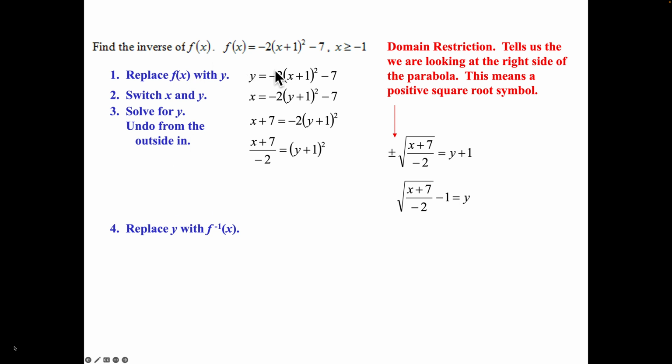So again, 1 point, 1 point, 1, 2, 3, 4. Rewrite it with your inverse notation, 5. Well, that's about 7 points right there. All right, and that wraps up 12.1.